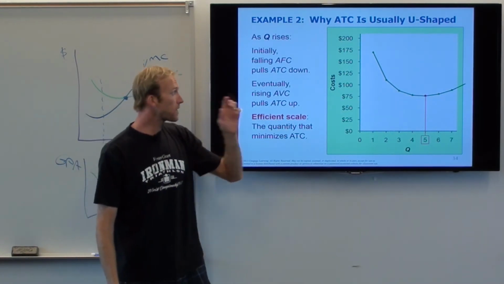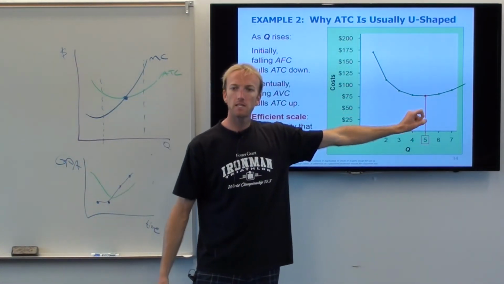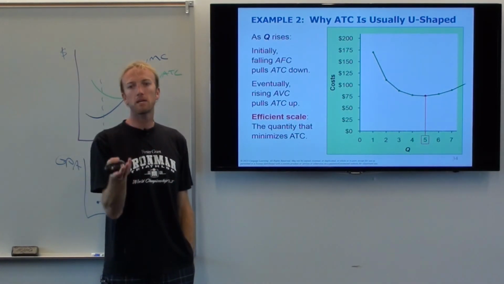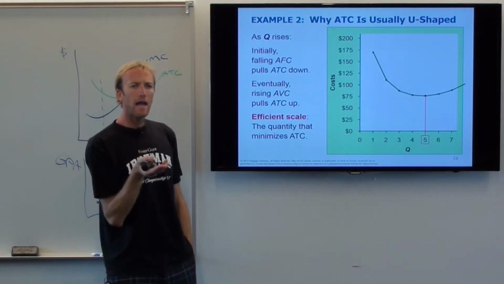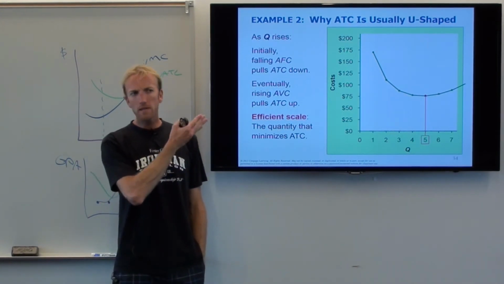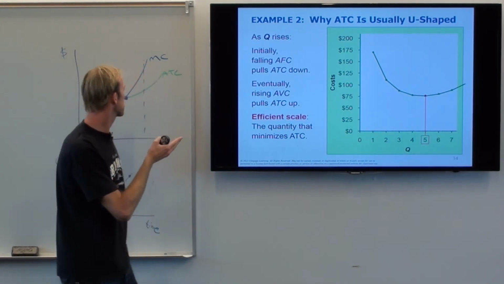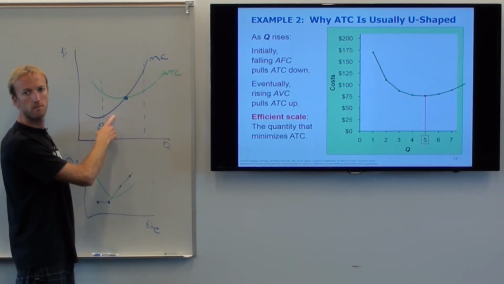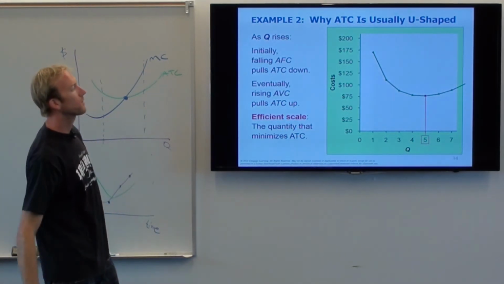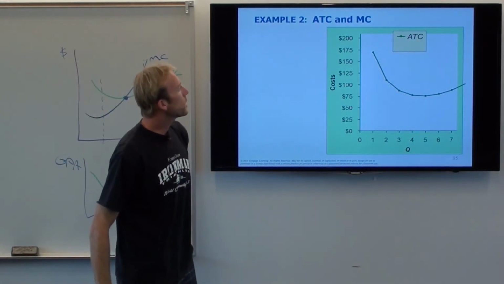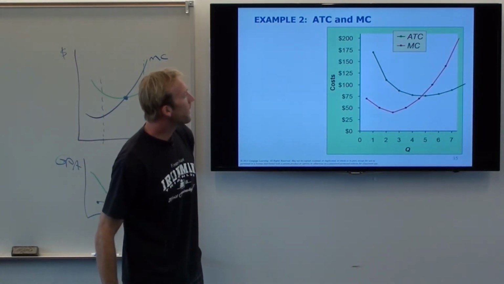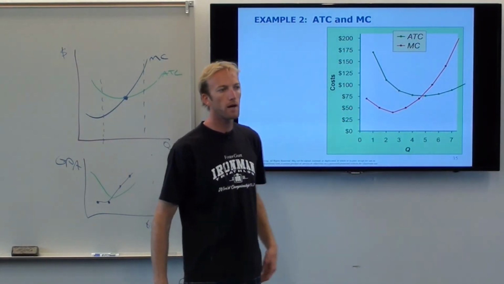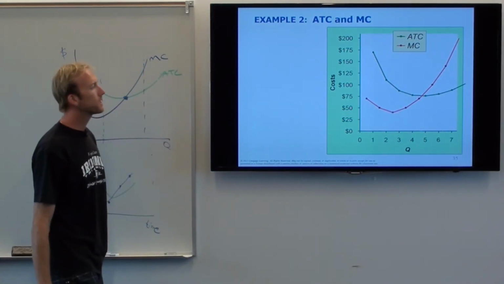Okay? So this is another very important part. It's the bottom of the ATC. It's where it's cheapest on average for you to make your product. And how can we find where the bottom of the ATC is? I just look where the marginal cost crosses it. Okay? All right. So let's throw that marginal cost curve on there, and you see it'll cross at or very close to the bottom. Okay.